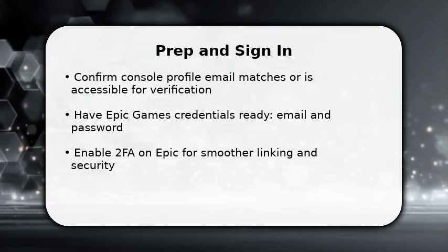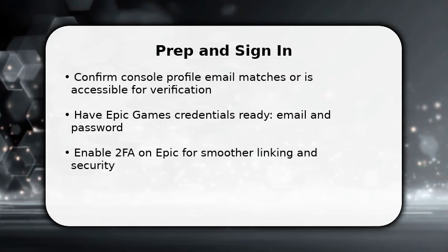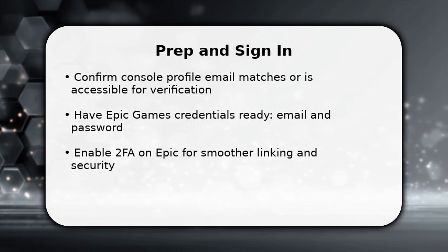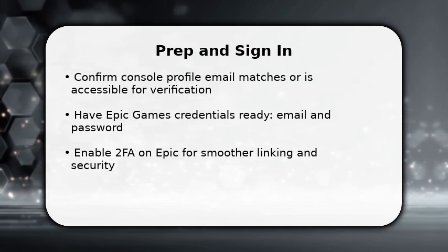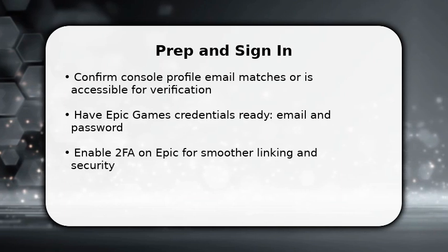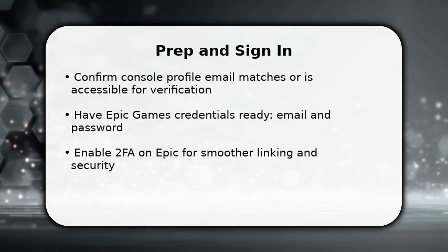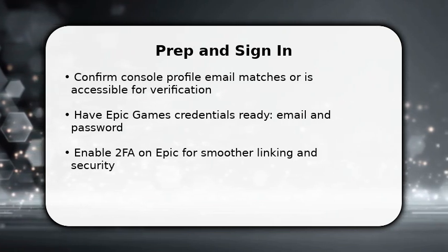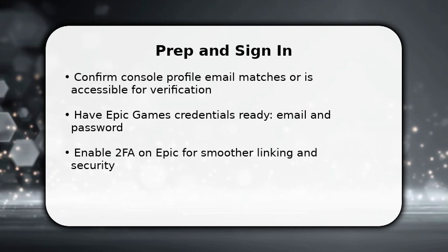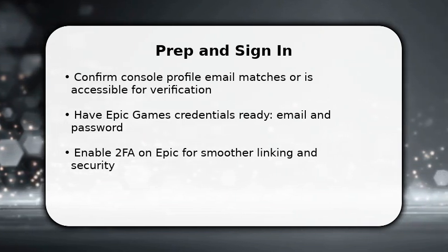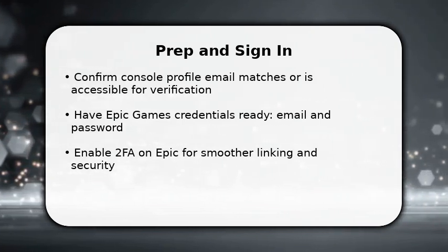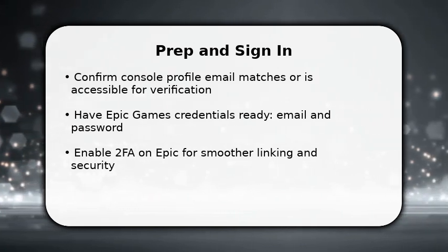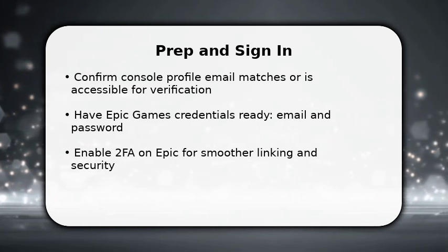You start by preparing accounts so the link completes without hiccups. Sign into your Epic Games account on a browser, then make sure you are signed into the console profile you want to link. Once done, verify your console email is reachable because Epic may send a confirmation. Make sure two-factor authentication is enabled on Epic to prevent account blocks. It also speeds verification. This avoids duplicate account creation and preserves purchases, so take these short prep steps before moving to the link flow.